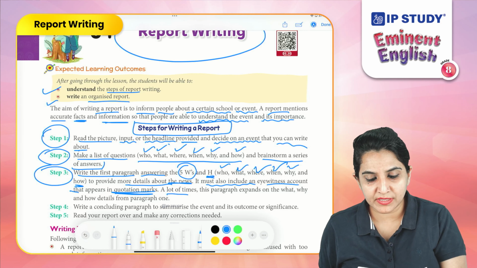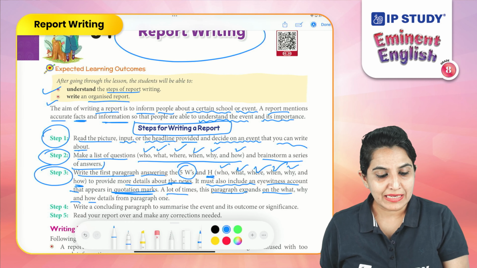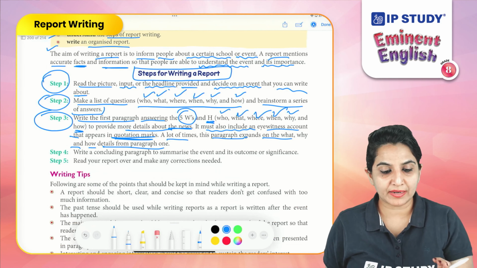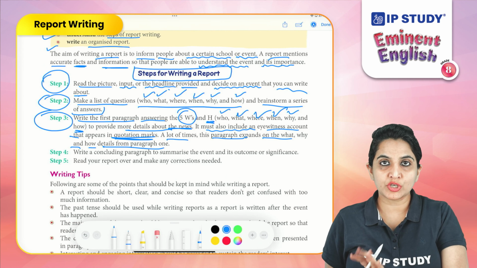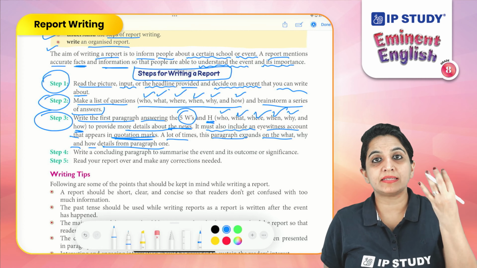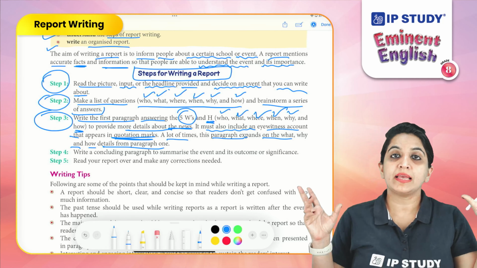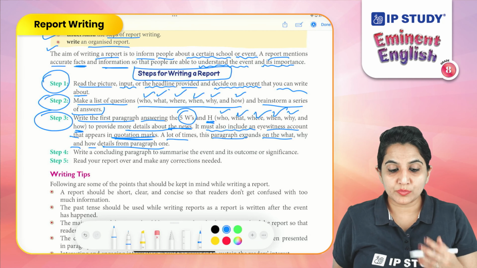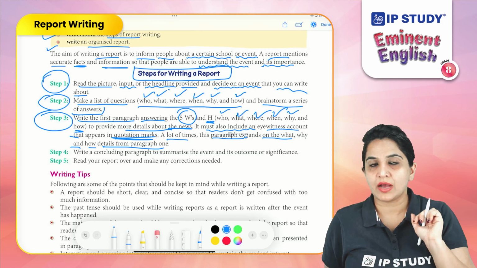A lot of times this paragraph expands on the what, why and how details from paragraph 1. So the first paragraph is about answering the 5 W's and H, and then you add an eyewitness account or something that the eyewitness or another person said, in quotation marks, and that is your second paragraph. It mostly has the details of what, why and how.